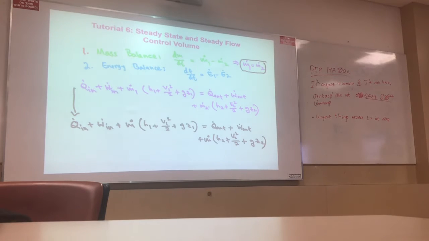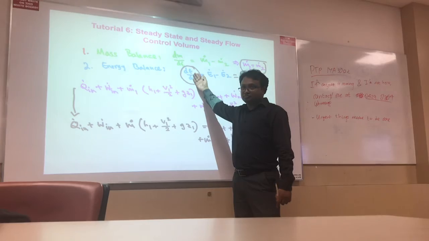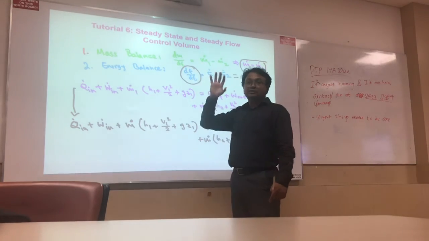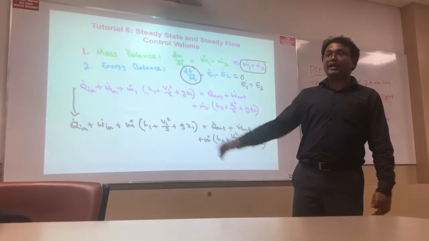Steady flow means the rate of change of energy, this one, is 0. Then I can write E dot 1 equals E dot 2. Okay, this is the concept, steady state. For transient, okay, not an undergrad course, it's complicated.